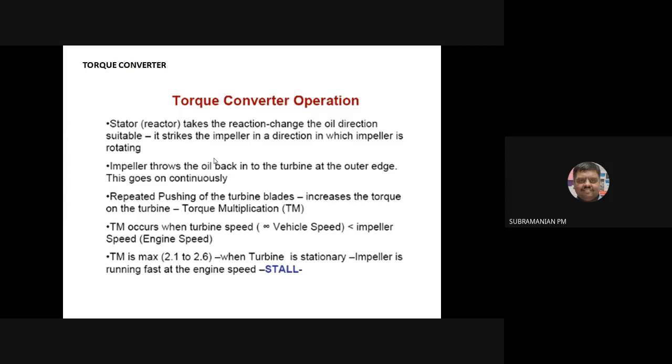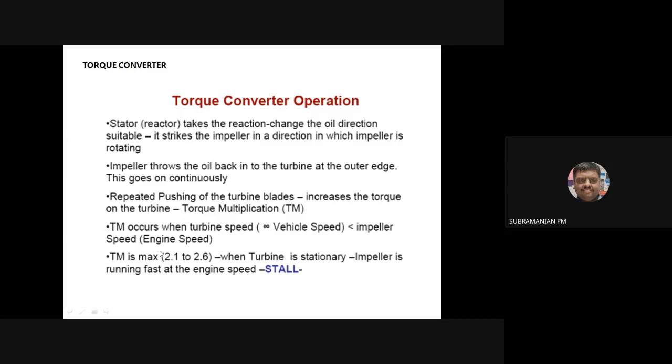That can be simplified as repeated pushing of the turbine blades. This is known as torque multiplication. Torque multiplication is achieved whenever my turbine speed is less than the impeller speed. Only then can I transfer the torque from impeller to turbine. When the speeds are equal, I can't ensure torque multiplication.